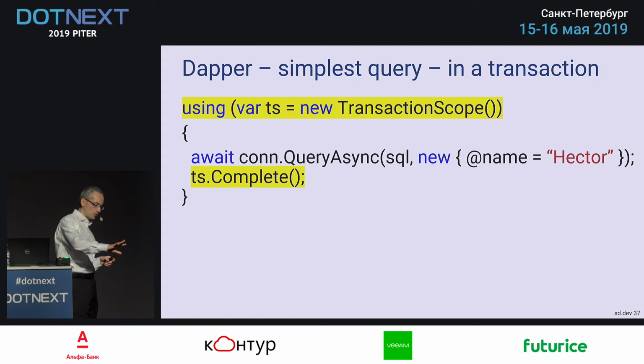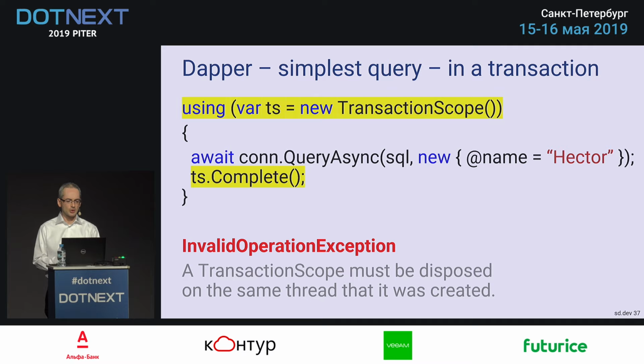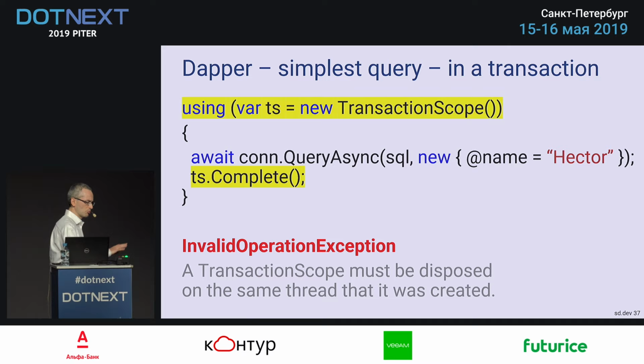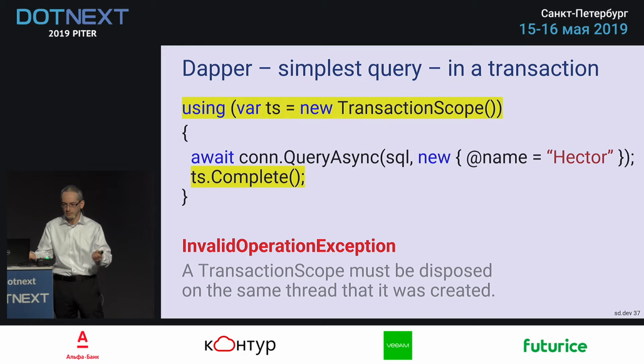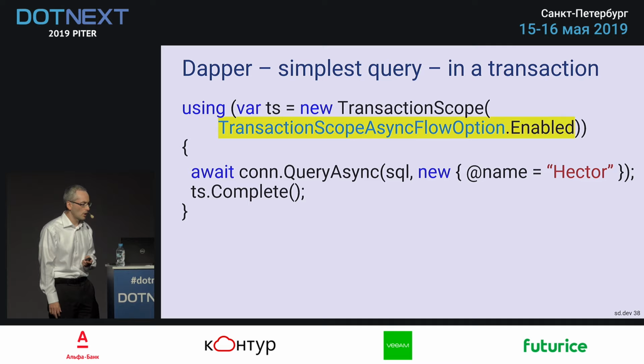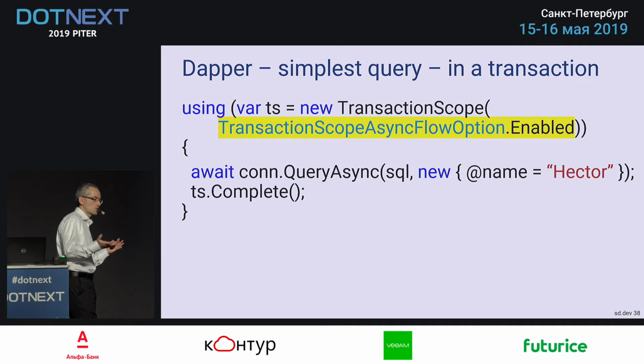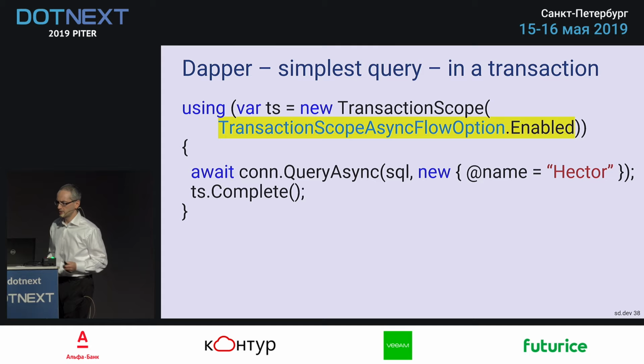So when we run this, we now get an invalid operation exception. A transaction scope must be disposed on the same thread that it was created. So other than the fact that this is broken English and Max should really fix it, we really have to deal with the exception. So we can't proceed until we do something with the exception. The way to get rid of the exception is non-intuitive. We actually are required to pass this new enumeration flag into the constructor of transaction scope, AsyncFlowOption.Enabled, very conveniently named.